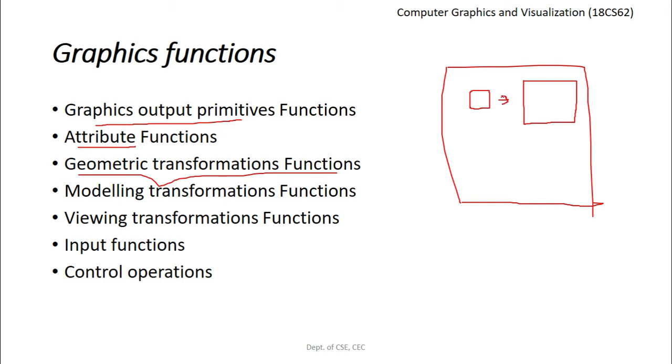So a smaller rectangle you convert into a larger rectangle. Vice versa is also possible. We can also perform the reverse. A large rectangle can be shrunk to a smaller value. This type of geometric transformation we call scaling, which we'll be discussing in the later modules.